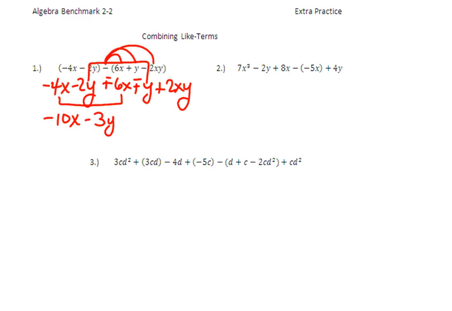If you want to make that plus negative 1y, I'd say negative 2 plus negative 1 is negative 3. And plus the 2xy doesn't have anything to combine with. So that's going to be our answer.